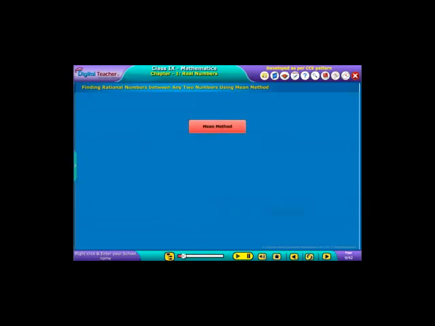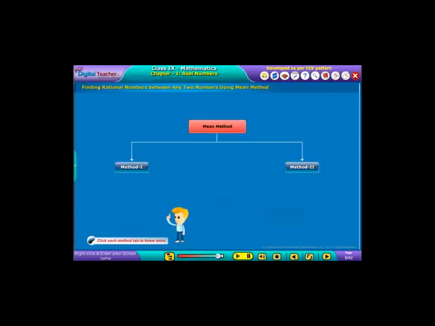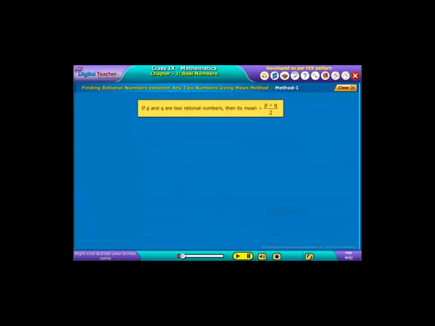Let us discuss how to find the rational numbers between any two numbers using mean method. Mean method is categorized into 2 types, namely method 1 and method 2. Click each method tab to know more. Method 1. If p and q are 2 rational numbers, then its mean is p plus q by 2. Let us consider the two numbers 2 and 3. Here p is equal to 2 and q is equal to 3. Then the mean of these two numbers is 5 by 2, which lies in between 2 and 3.